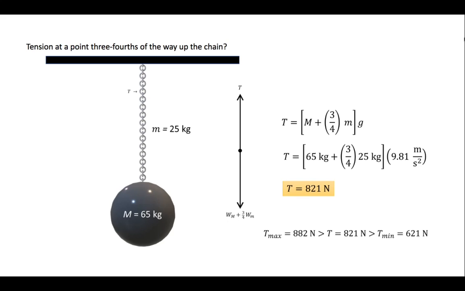These calculated values make sense because we can see that the maximum tension resulted in a value of 882 newtons, which is larger than 821 newtons for the tension 3/4 of the way up the chain. And this value is larger than the minimum tension of the chain, resulting in 621 newtons.